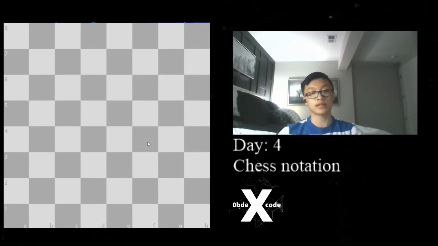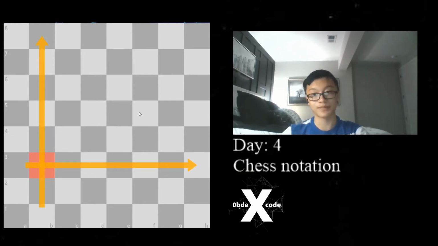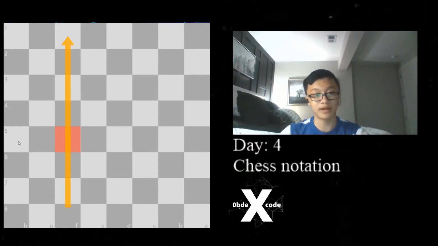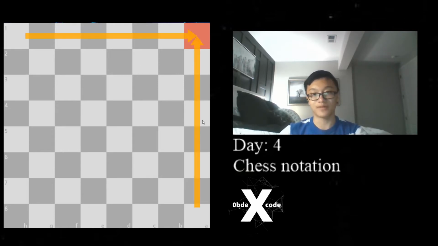And this takes time to practice, so make sure you practice enough that you can clearly understand it. I'm just going to do one more example. This would be B3. It's on the B file and the 3rd rank. All right, so let's flip to Black's perspective for some more training. So remember, everything is reversed. This would be F5. It's in the F file for Black and the 5th rank. And this would be A1 because it is on the A file and the 1st rank. So let's flip back to White's perspective.